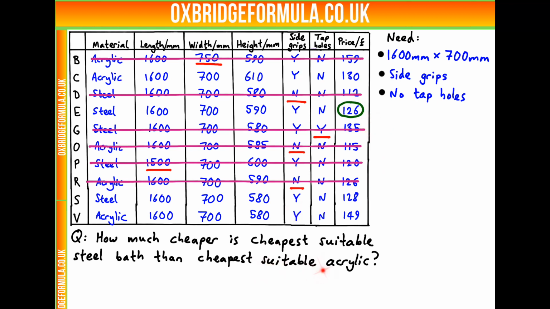Then what about the suitable acrylic baths? We have C and V. C is 130 pounds, V is 149 pounds. So by quite a margin, this one is cheaper. And then the final thing to do, we need to know how much cheaper the steel bath is than the acrylic. 130 minus 126 is £4. So this is our final answer, which corresponds to answer C.